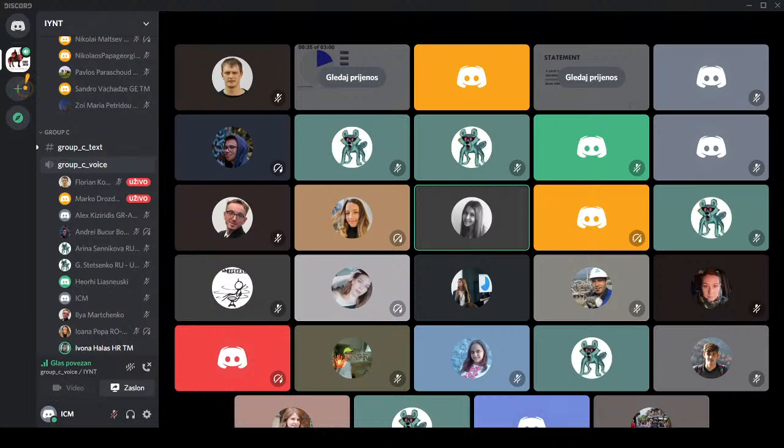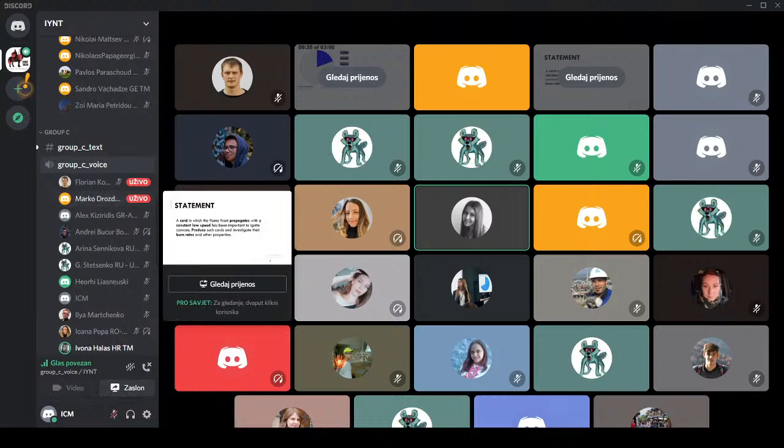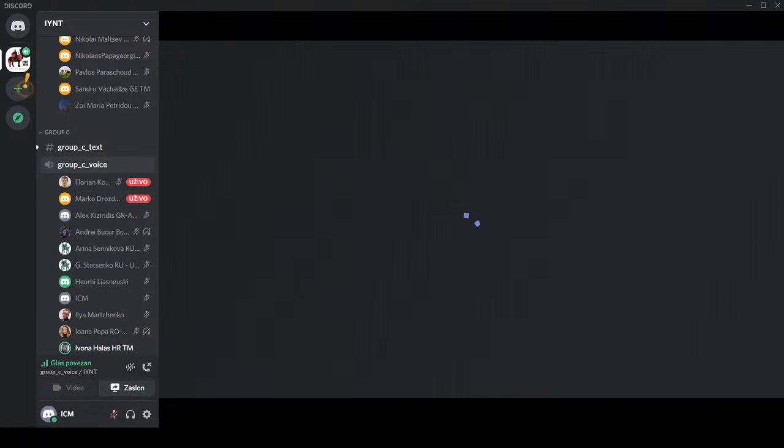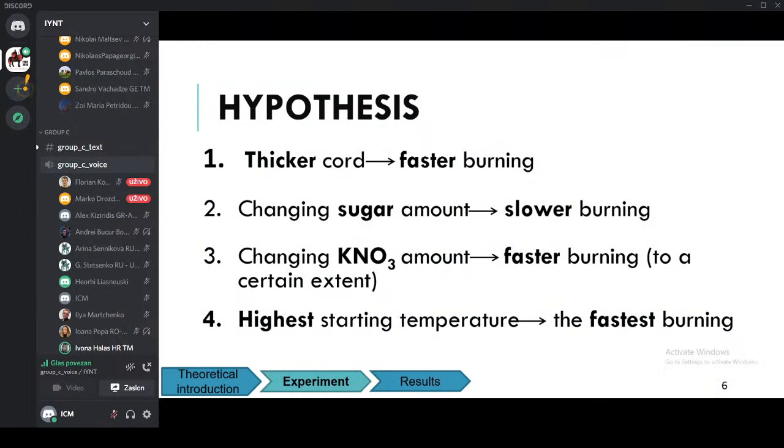Before the experiment, I've set 4 hypotheses. Firstly, flame will propagate the fastest on the thickest cord. If we change the amount of sugar in the fuse, it will burn slower, if at all, because we will change the ideal ingredient ratio. If we change the amount of potassium nitrate in a fuse, it will burn faster, but only until there is too much potassium nitrate compared to sugar. Fuse of higher starting temperature will burn faster because it will contain more energy at the start. It will require less to ignite.